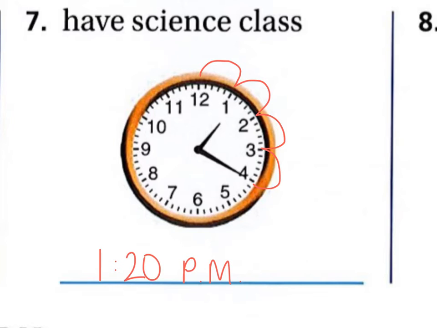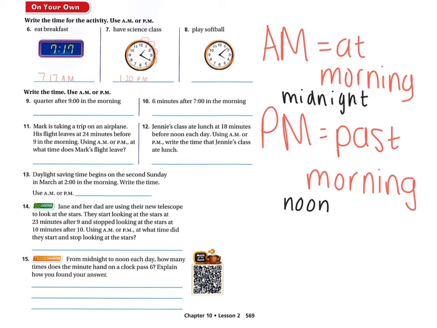We also know that this is PM because 1:20 a.m. is slightly after midnight. You're going to be sleeping at home at midnight. You will definitely not be in school having science class. So it is 1:20 p.m.